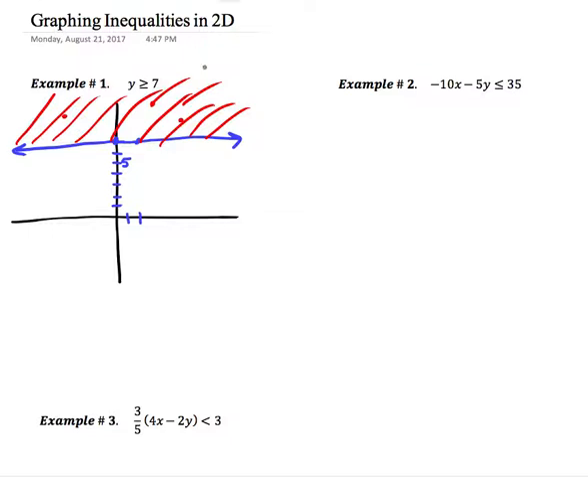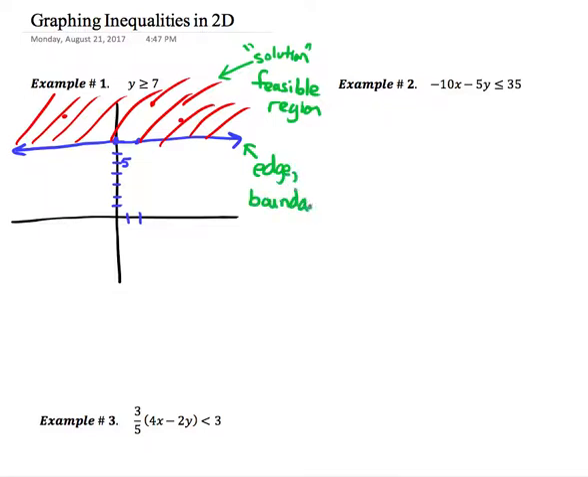A couple pieces of vocabulary that you definitely need to know here is that this region of answers we're going to call the solution region. Sometimes you'll also see it referred to this year as a feasible region. So a solution or feasible region. Okay, so that's the first piece of vocabulary. The edge you can call an edge, but sometimes we have another name for it. I more commonly will call this the boundary of the solution region. So that's also called a boundary. So there's our first example.